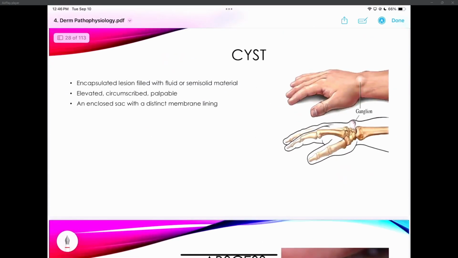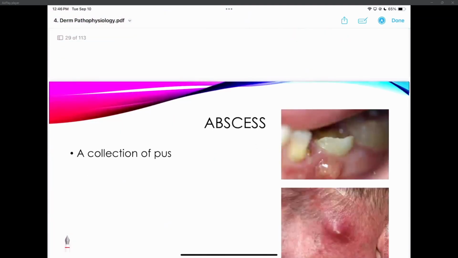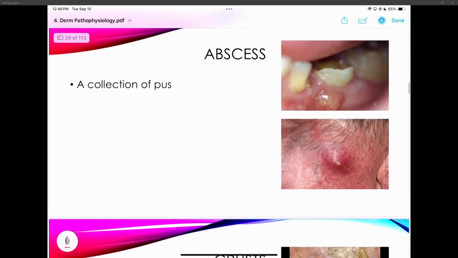Here's a cyst. This is a ganglion cyst. These are on top of the wrist there. Encapsulated lesion filled with fluid or semi-solid material. It's going to be elevated, circumscribed, so it's in a round shape, palpable. You can feel these cysts. Enclosed sac. I'm sure you've all heard of the way you treat these things. Take a book and just smack it on the wrist, and it pops the ganglion, and it goes away. You just take a book and smack it. It works.